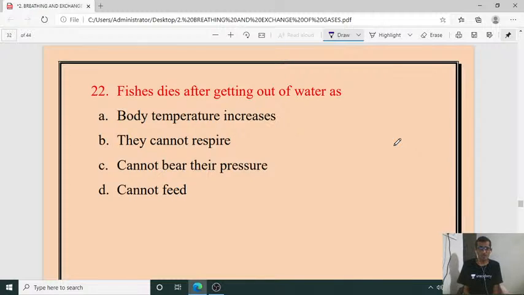Then, fishes die after getting out of water. What is the reason? Very simple. It is because they cannot respire. They cannot respire because fishes always require oxygen in dissolved form, not in gaseous form, and they respire through gills. It is not a lung breather, isn't it? Pulmonary respiration is not there. It is a gill breather. So the right answer is B for the 22nd.